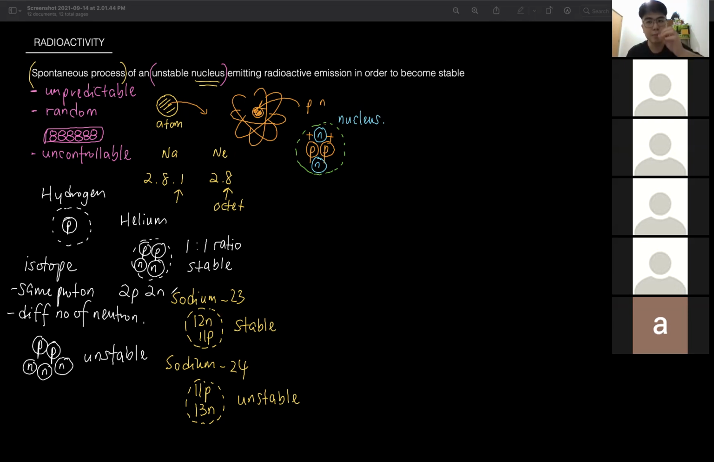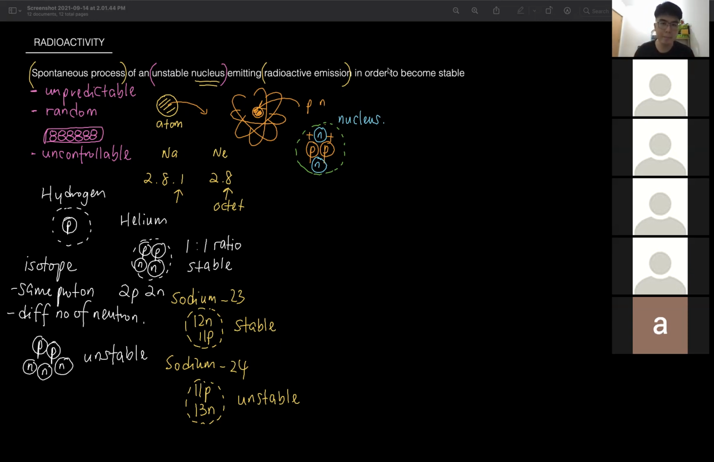Unstable nucleus means that they are radioactive material. Because what is radioactivity? Radioactivity is the spontaneous process of an unstable nucleus emitting radioactive emission in order to become stable. They want to become stable.